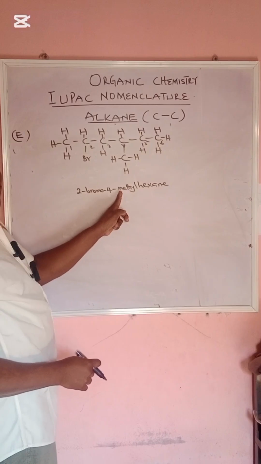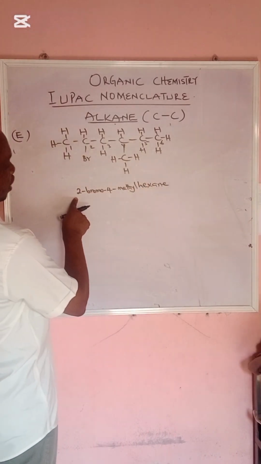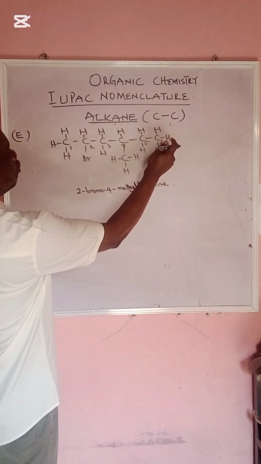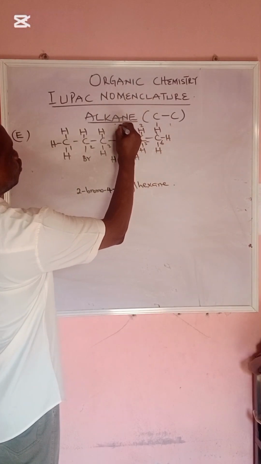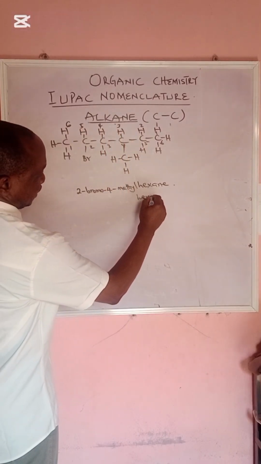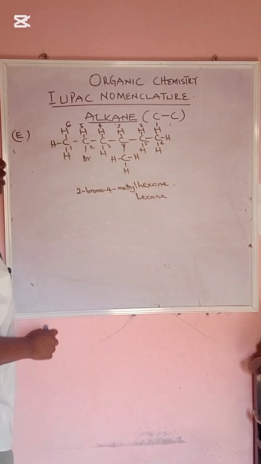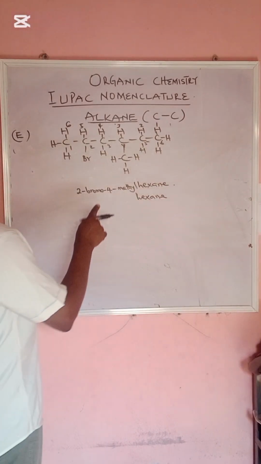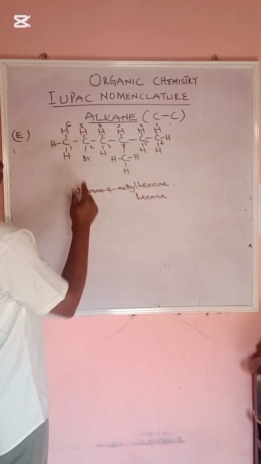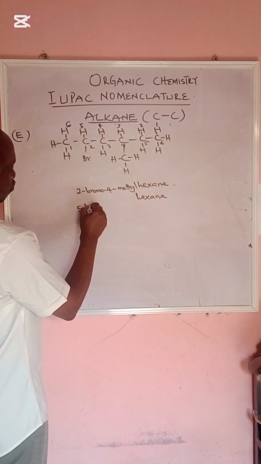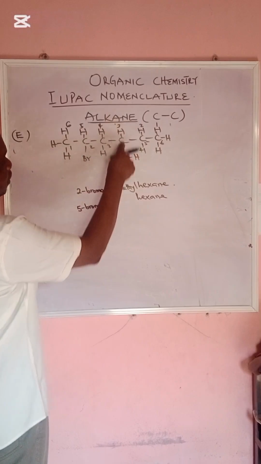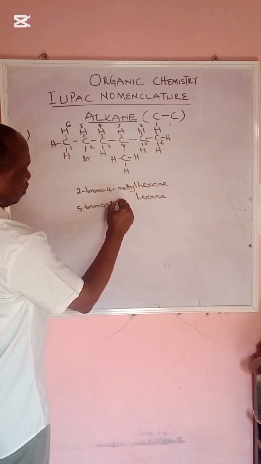English alphabet. So another thing is, let's count from right to left. 1, 2, 3, 4, 5, 6. So still the same. The parent name is hexane. The longest. So methyl attached to carbon 3, while bromine attached to carbon 5. So it will be 5-bromo, 3-methyl, hexane. 5-bromo-3-methylhexane.